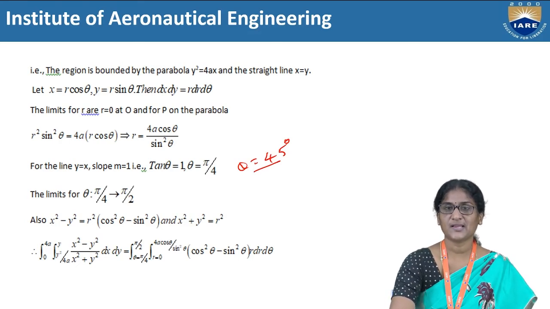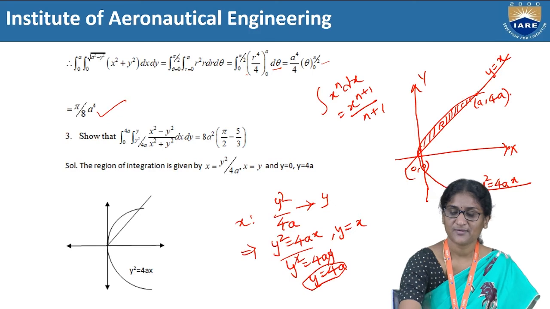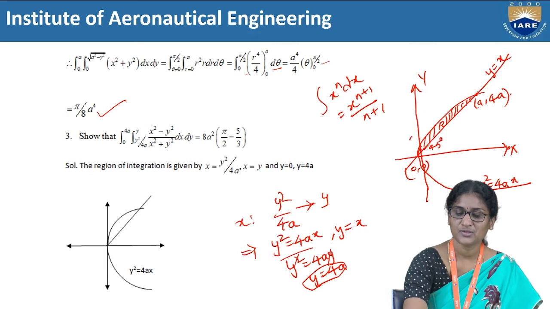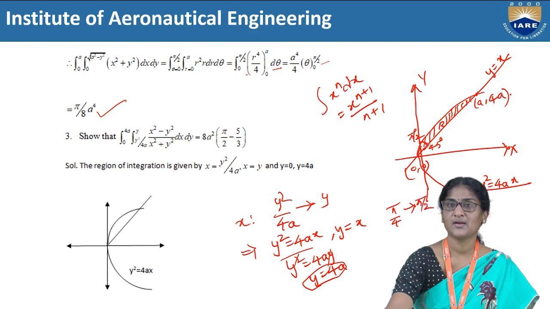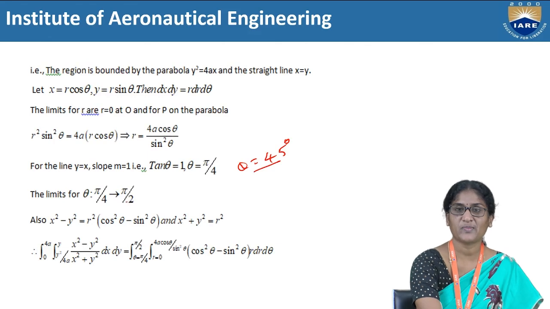So the limits are taken from theta equal to pi by 4 to pi by 2. And you can see it in the region itself. From here, this is exactly 45 degrees. So from 45 degrees, the region extends to the angle pi by 2. So the total variation is from pi by 4 to pi by 2. The region of integration is pi by 4 to pi by 2. So like that I have taken the theta value from pi by 4 to pi by 2.